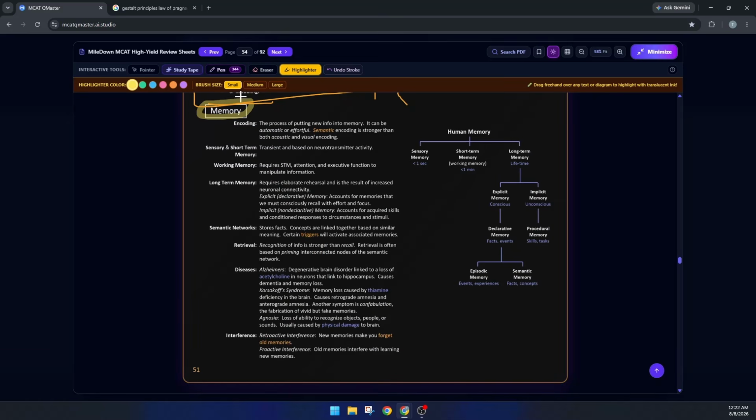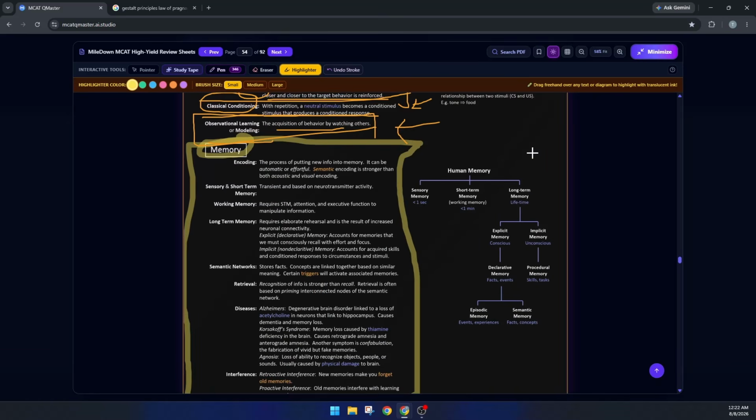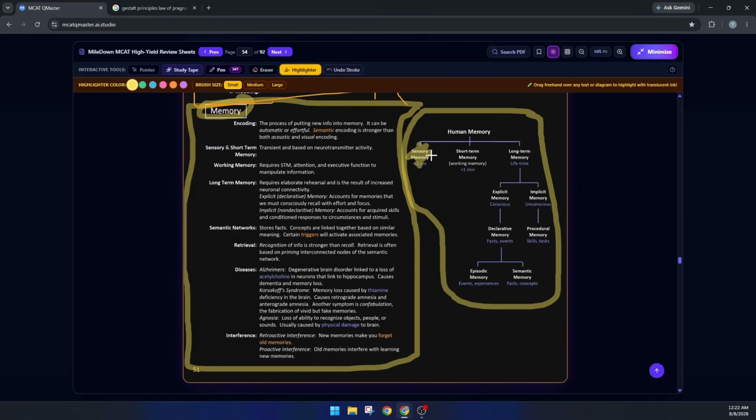Memory. Now we're going into how people memorize stuff. So how does human memory work? Just look at this diagram first. You have sensory memory, you have short-term memory, then you have long-term memory. You want to know long-term memory in all of these categories here. Long-term memory also has explicit memory and then implicit memory.